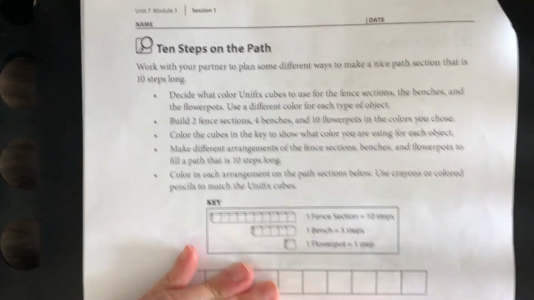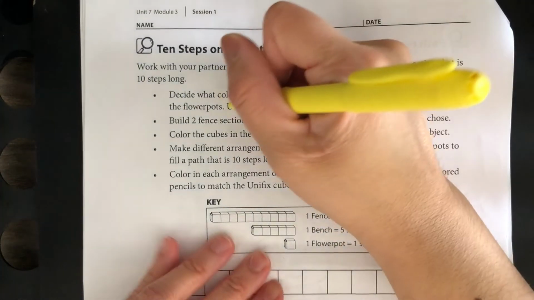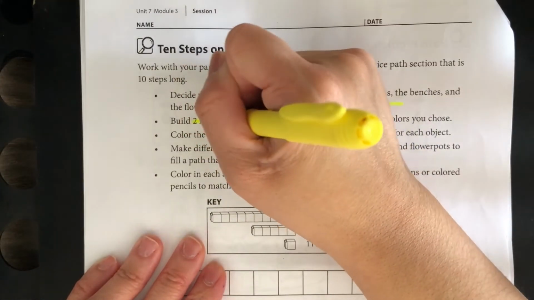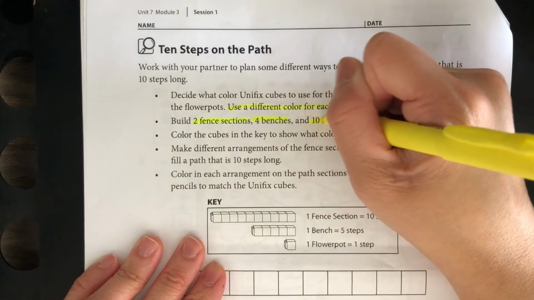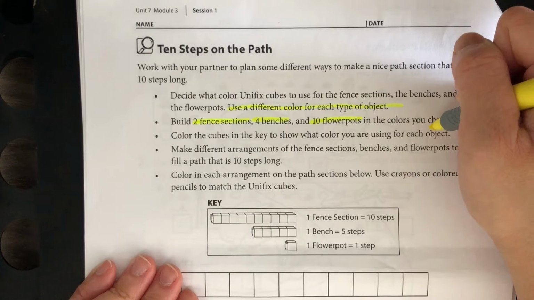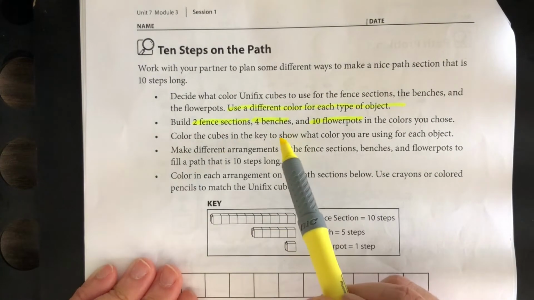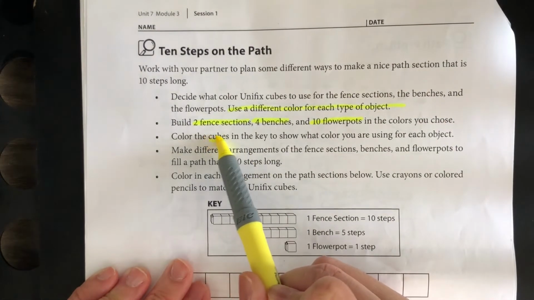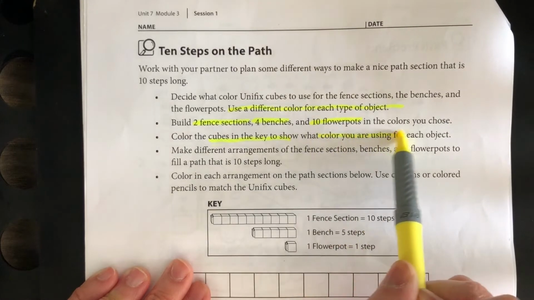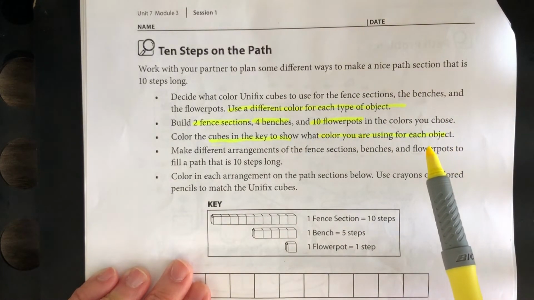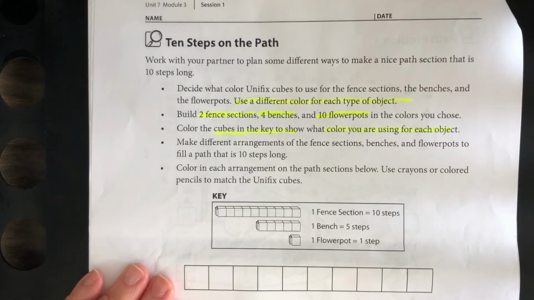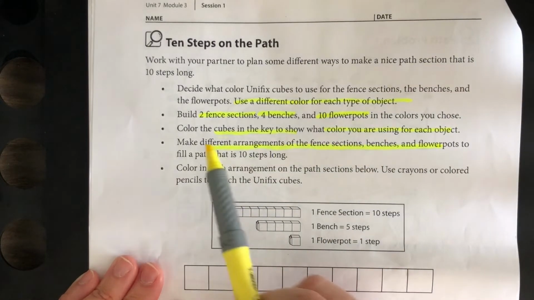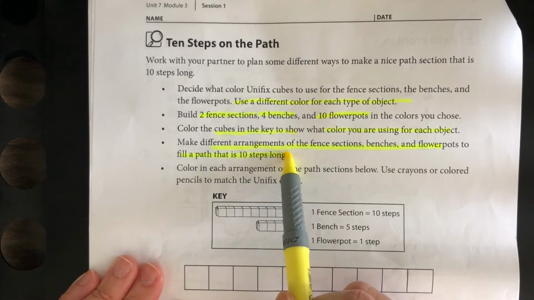So I'm going to highlight, use a different color because that's really important. And then it says build 2 fence sections, 4 benches, and 4 flower pots in the colors you choose. So you're going to build 2 fences, 4 benches, and 10 flower pots. And then you're going to color in the cubes in a key to show what color you're using for each object. All right. And then make different arrangements for the fence sections, benches, and flower pots to fill a path that is 10 steps long.